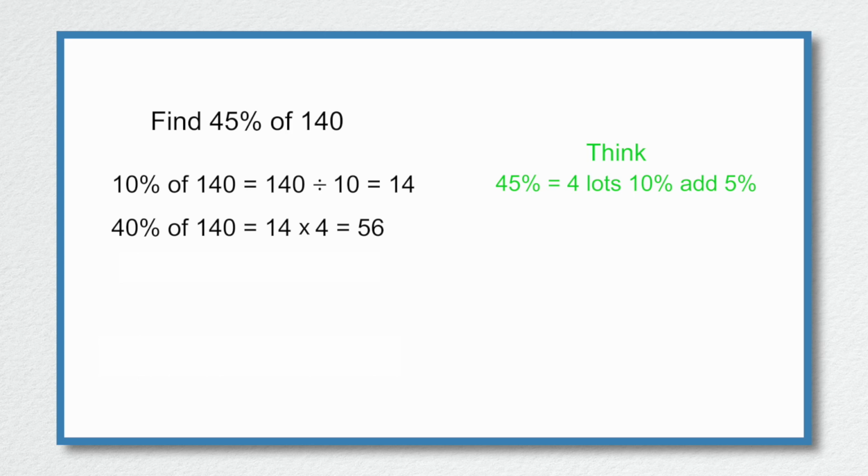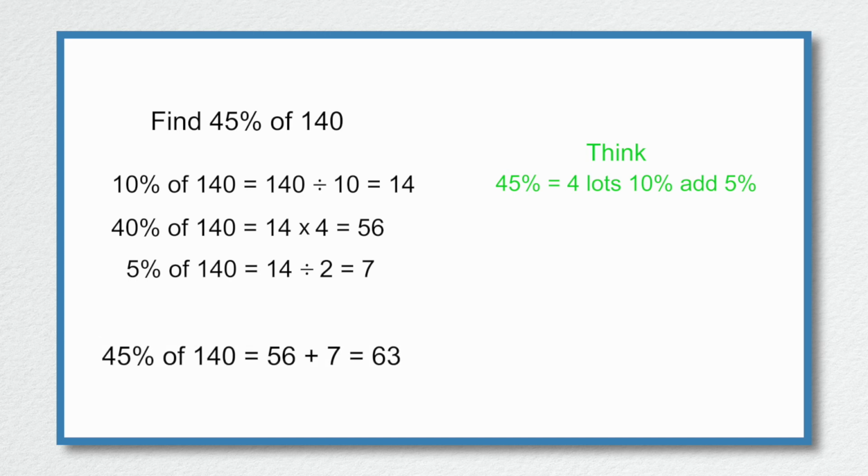So I've found 40% of 140, but I need to find 45%. So I now need to find 5% of 140, which is basically half of 10%. So 5% is 14 divided by 2, which is equal to 7. So 45% is 56, add 7, which is equal to 63.